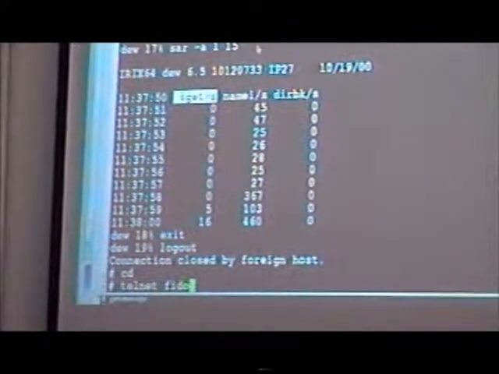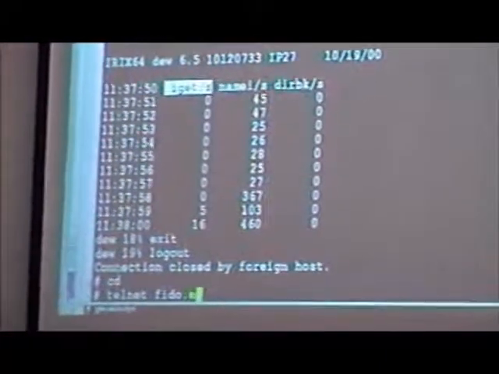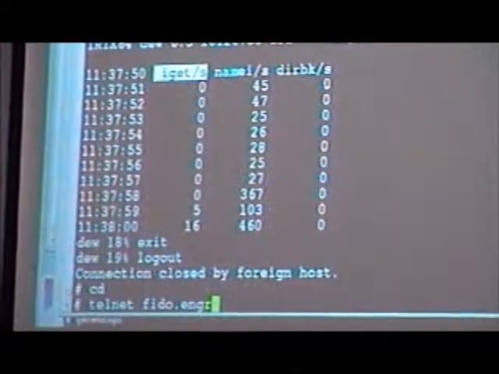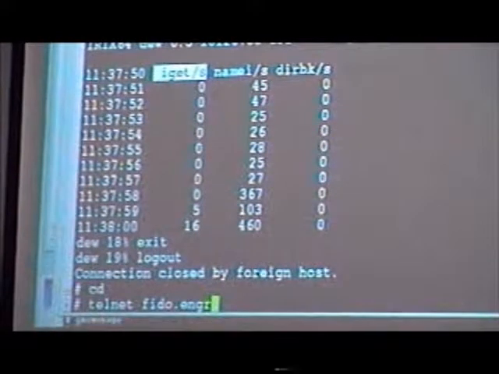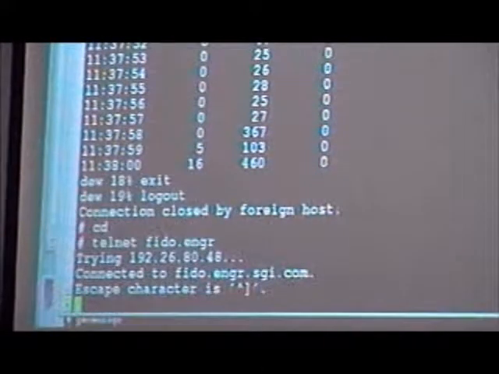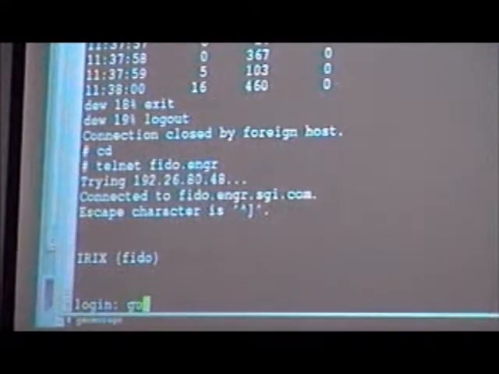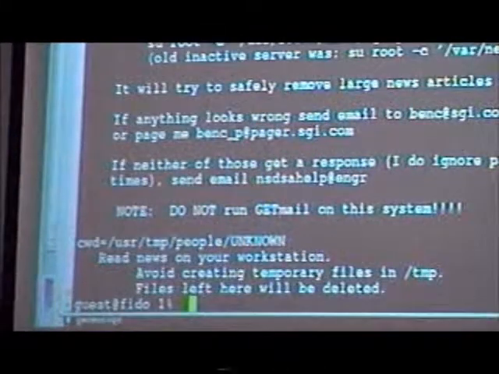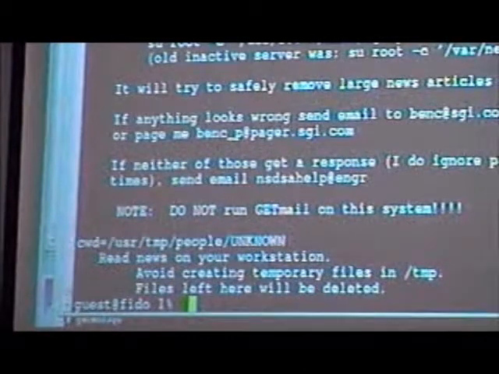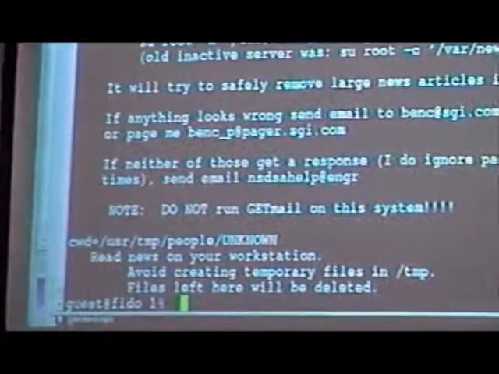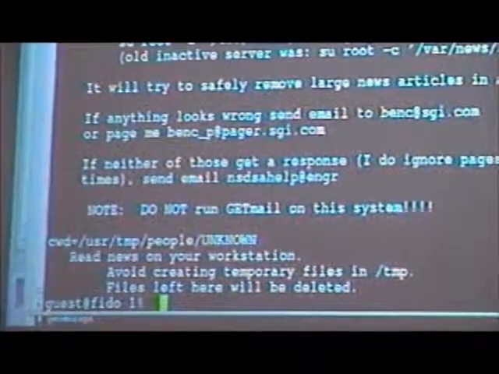So I'm going to log into Fido.Inger. This is a news server. I wanted to pick this one because it is a production environment that is actively being used and it's important. And I'm going to log in as guest. Now, you're going to have trouble following me because we may end up stepping on each other if we're both running SPV as guest.